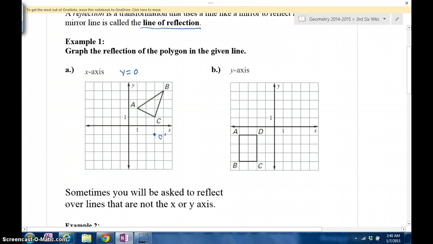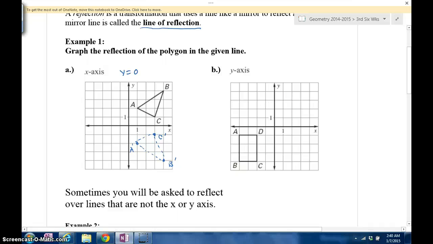Same for A. A is 2 units from the line of reflection, so we'll go 2 units the other way, A prime. And then B is 4 units, and as you can see, we have B prime 4 units away there. If we look at the picture, it looks like a mirror image, so that is a correct reflection. Now we're going to reflect about the y-axis.